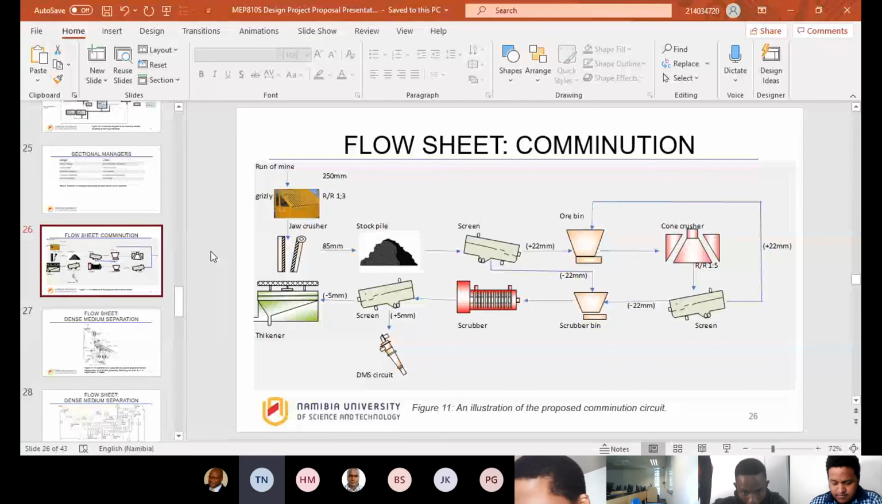Yes, and of course the sparing there for the grizzly and the thickener on that flow sheet. And when you look at the reduction ratio there for the grizzly and jaw crusher, you are using semi-colon, and then for the cone crusher, you are using colon. Maybe consistency.